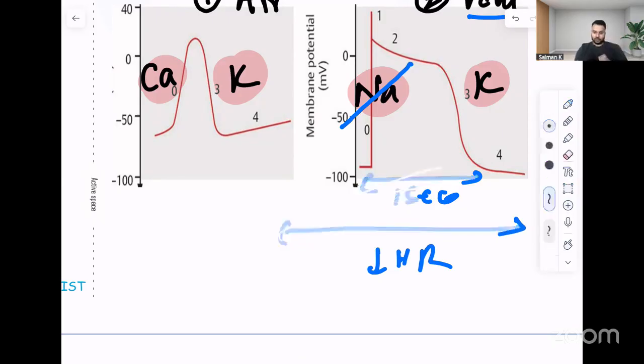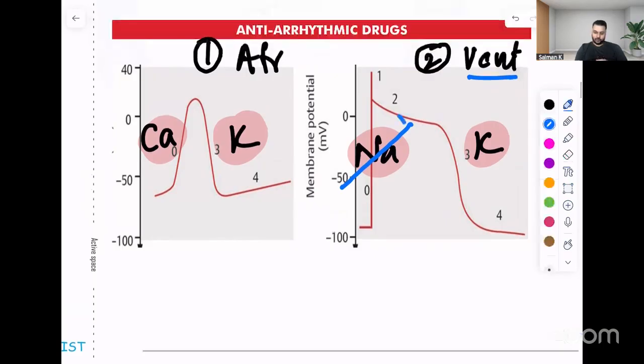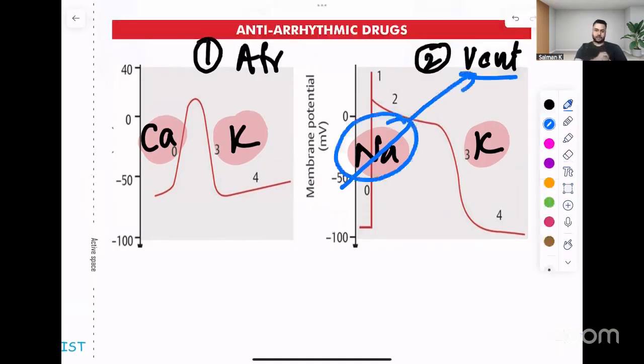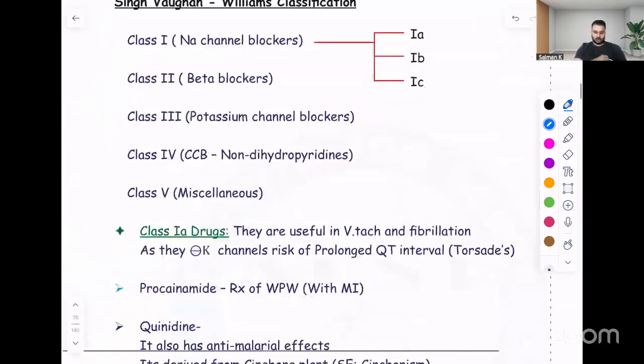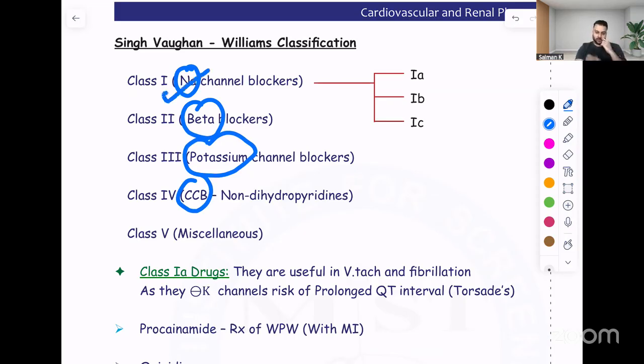Now you can simply memorize: since sodium is more important in the ventricle, sodium blockers will help you treat ventricular arrhythmia. Calcium blockers will be more helpful in atrial arrhythmia. That is the logic we can keep in mind. Now you can see this classification that we have. I gave you a mnemonic which you can read right there in the notes. Once you have memorized which class is which, you know sodium blockers can be used in ventricular arrhythmia.